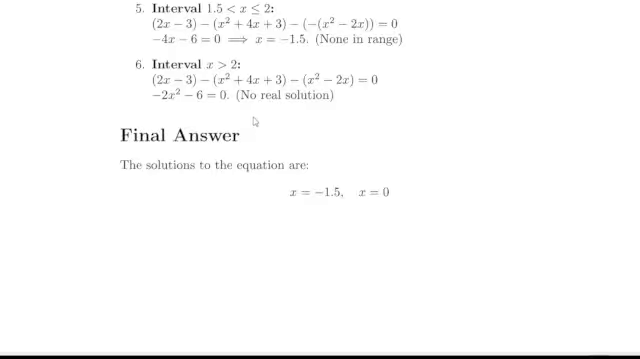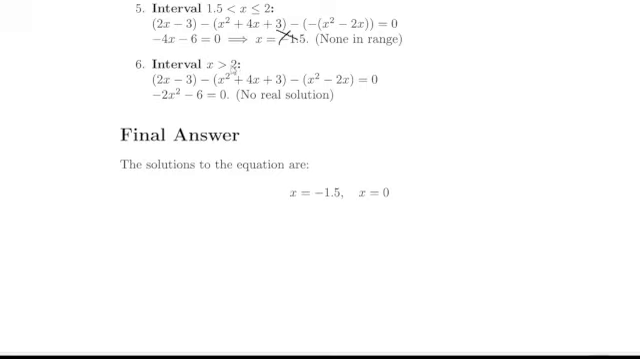Moving on to the fifth interval, from 1.5 to 2. Now the first two are positive, but the last one is negative. So that's why we have another negative here. That simplifies to negative 4x minus 6 equals 0, and we get x is negative 1.5, but negative 1.5 is not in this interval, so we will get rid of it.